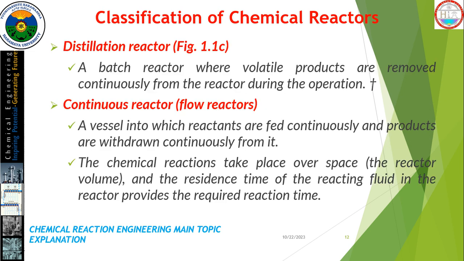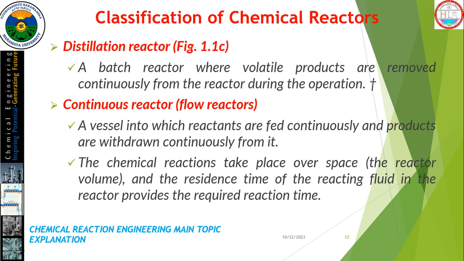The third one is distillation reactors. A batch reactor where volatile products are removed continuously from the reactor during the operation is known as a distillation reactor. Actually, there is the continuous production of the volatile products, which means that it looks like a distillation column.